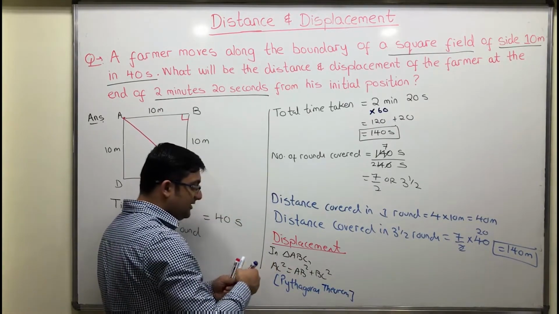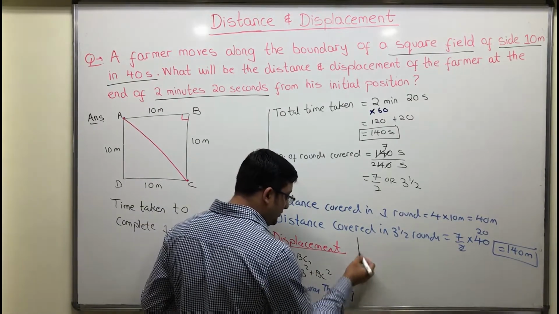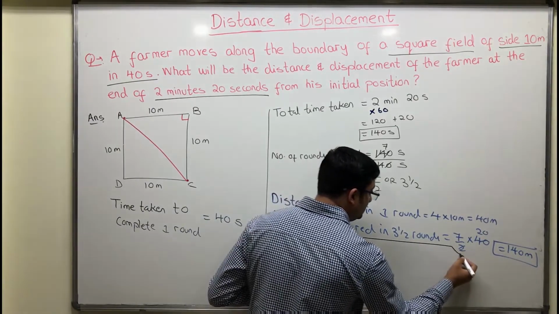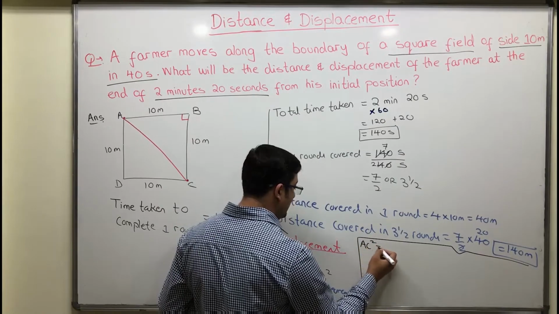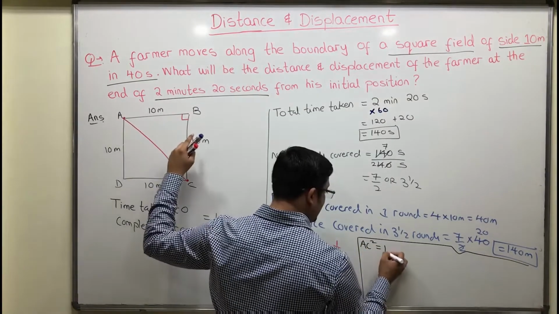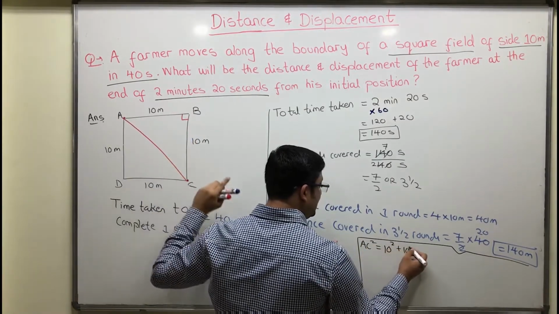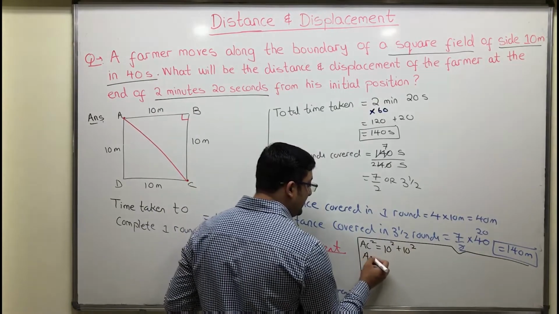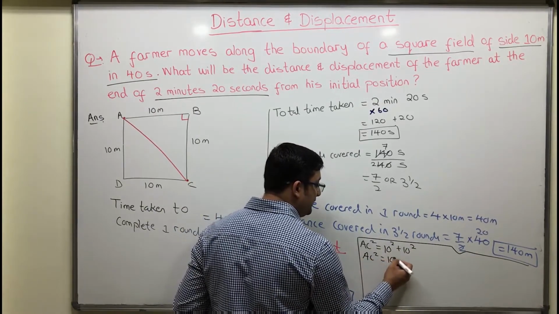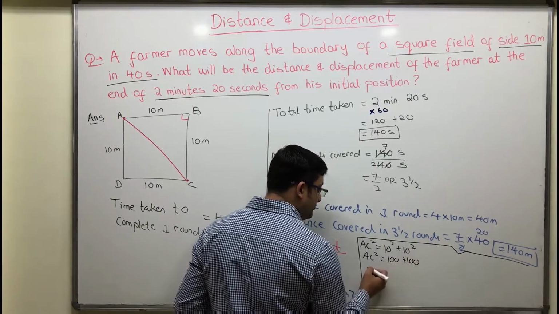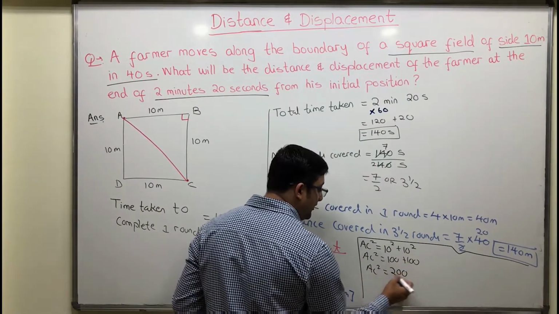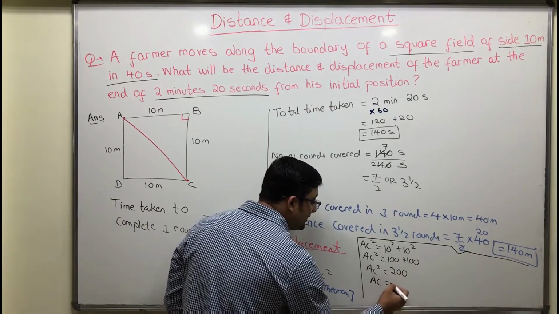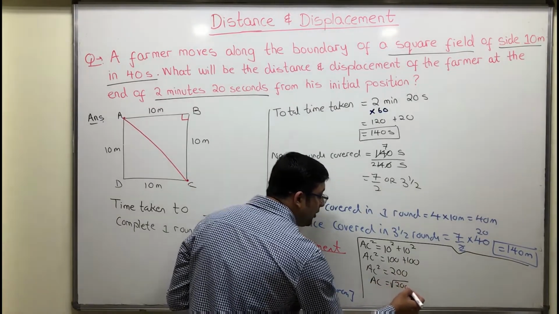Now we'll just solve it. So let me continue this over here. We have AC square is equal to AB square, that is 10 square, plus BC square, that is 10 square. So from here we get AC square is 100 plus 100, that is 200. So what is AC from here, guys? It is square root of 200.